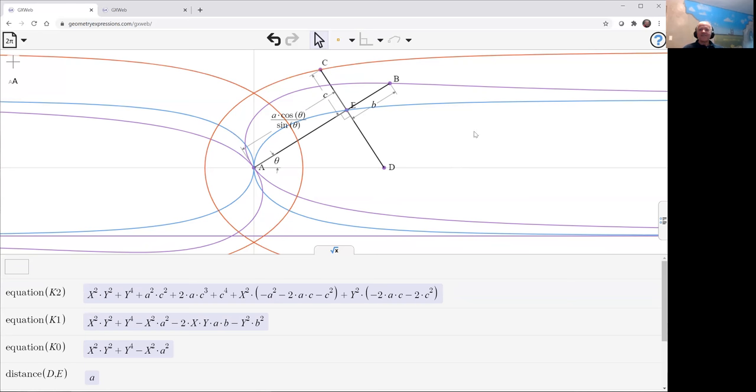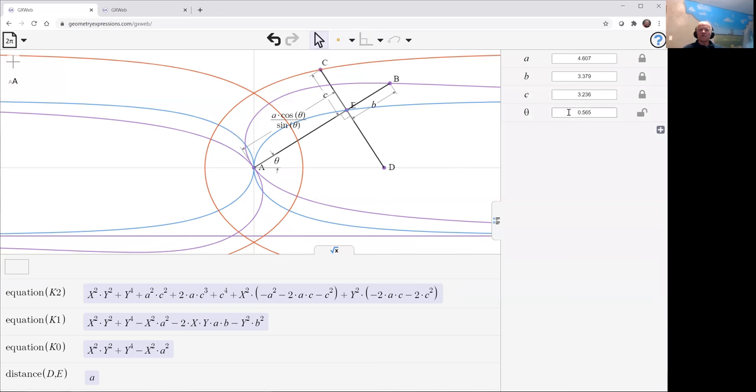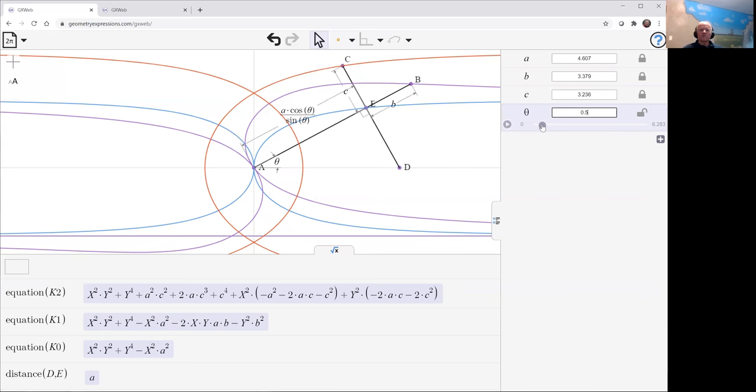And we can watch this mechanism do its thing as we move theta, but I'm not going to move theta too far, because I suspect the whole thing's going to collapse when I go through the origin there.